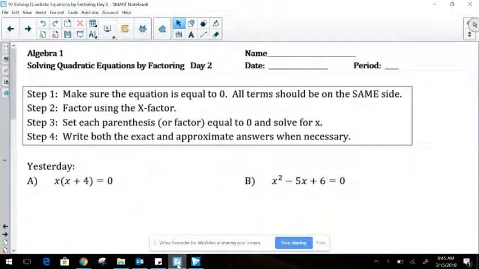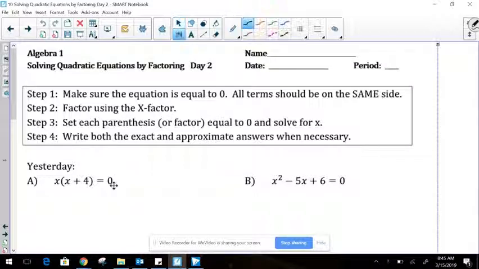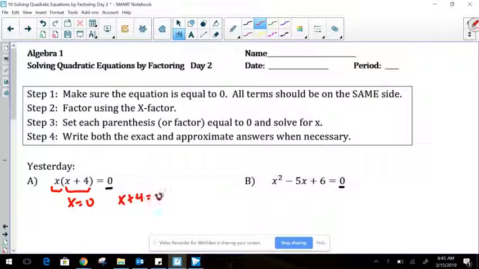Today we have the second day of solving quadratics by factoring. Yesterday I had two problems here from what we did. You can see they're both equal to 0 already. Yesterday we set each part separately equal to 0 and solved. So my answer is x equals 0 and x equals -4. I just solved those two mini equations.